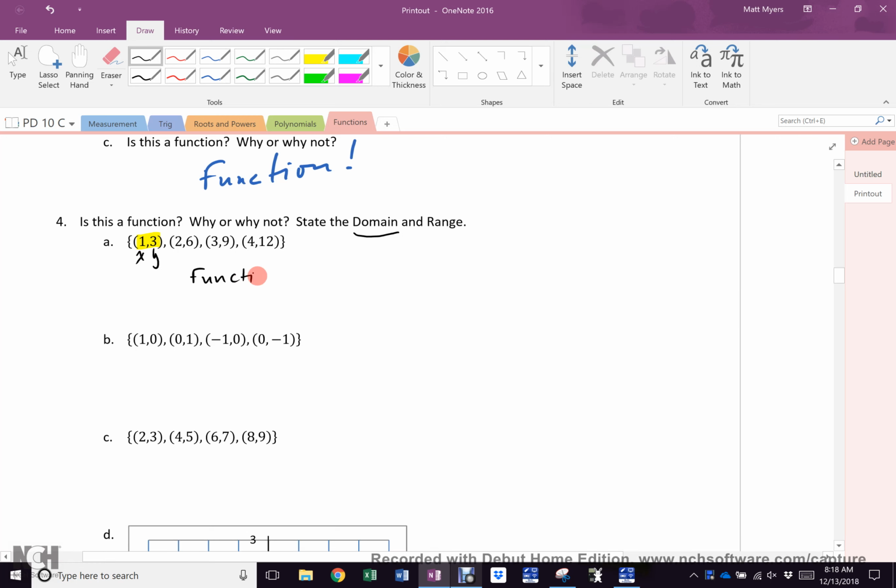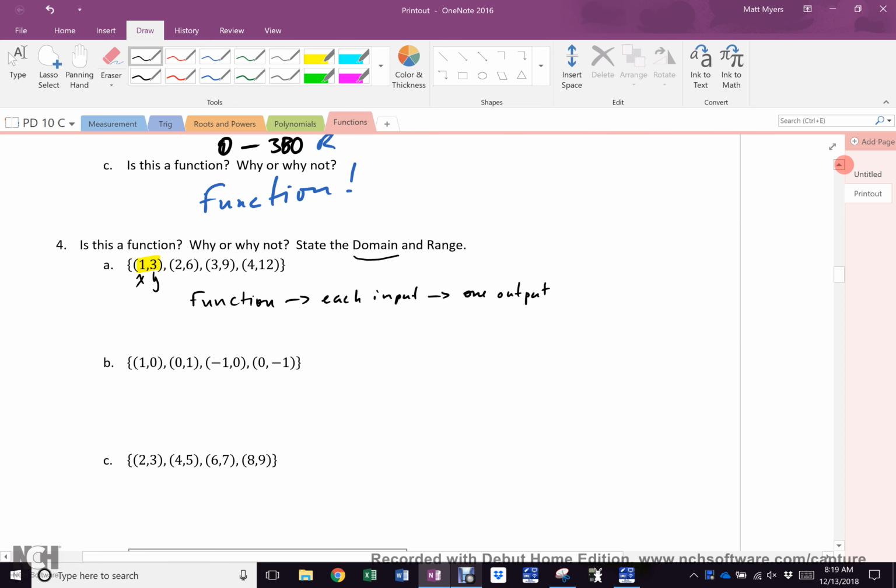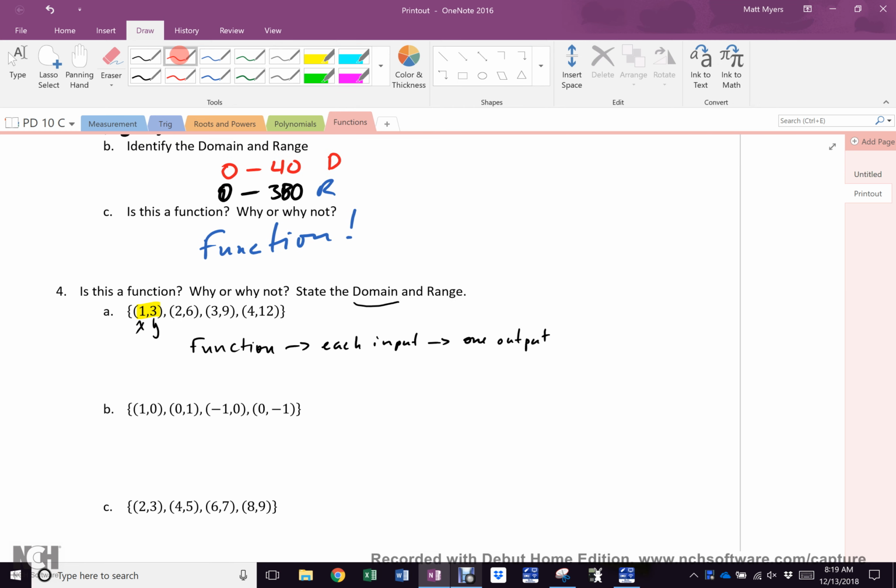This is a function. Why? Each input gives one unique, I shouldn't say unique, gives one output. Now, what is the domain? Domain, I have been drawing in what? Red? What is the domain?